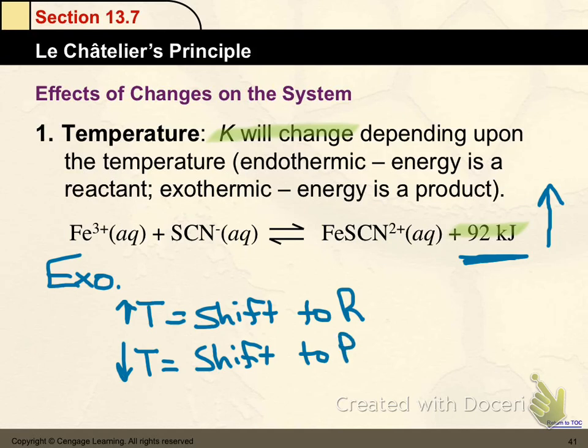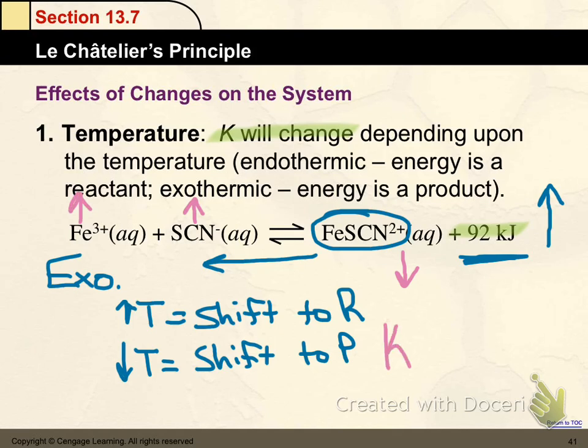Right? So think about what's going on here. If we increase the temperature, we're going to shift over towards the reactants. We're going to push everything this way. What's the effect in that? Well, if we increase the temperature, then what happens with the FeSCN? Its concentration actually decreases. And the concentration of the SCN goes up. And then the Fe goes up.